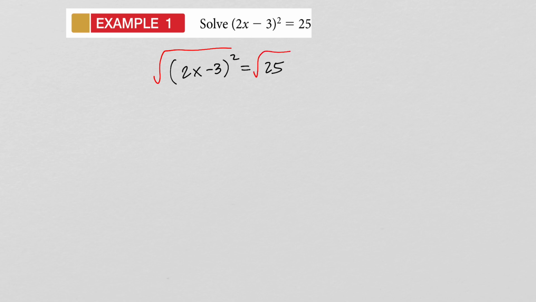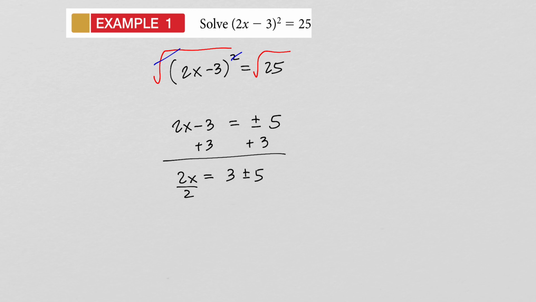And then when we do that, we can see that the square root and the square cancel out. And then instead of putting the absolute value here, I'm just going to put plus or minus 5 on the other side. So now when I add 3 to both sides, we get 2x is equal to, now how do we add positive or negative 5 plus 3? Well, actually, we're going to write down the number 3 and then plus or minus 5. And finally, when I divide by 2, we end up getting x equals 3 plus or minus 5 divided by 2. And there's two answers here.